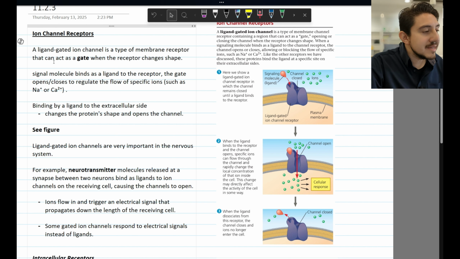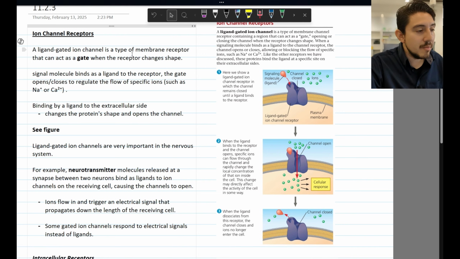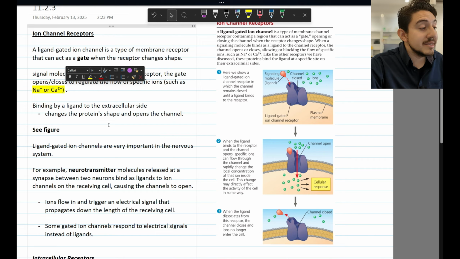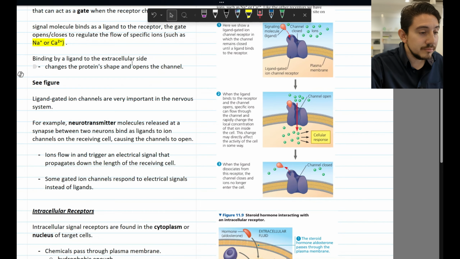So these are ligand-gated ion channels. They're a type of membrane protein, as you can see here, and a membrane receptor, and it can act as a gate, meaning that this channel can open and close, okay, via the changing shape of the receptor. So a signal molecule binds as a ligand to the receptor, and it opens and closes depending on the particular type of receptor. An example of this are sodium, potassium ion channels. Okay, so binding by a ligand at the extracellular site.